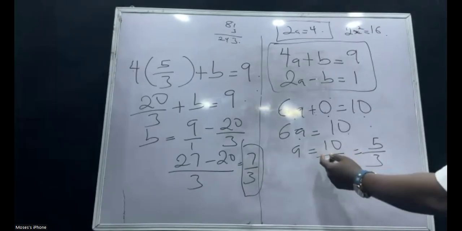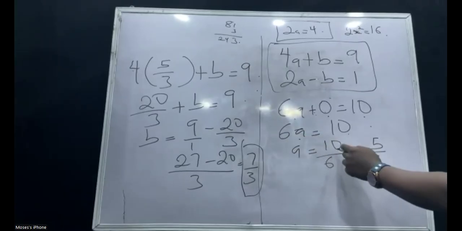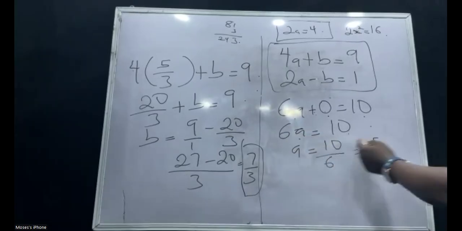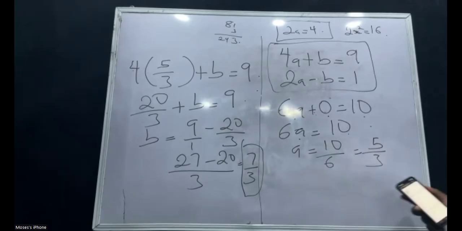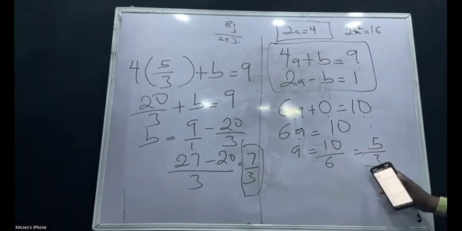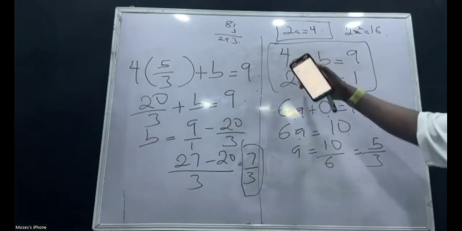When you have your 6A, you now divide by 2, and you are going to have A equals 10 over 6. 2 in 10 is 5. 2 in 6 is 3. That's why we have our A to be 5 over 3. We will now substitute 5 over 3 for A in any of these equations.